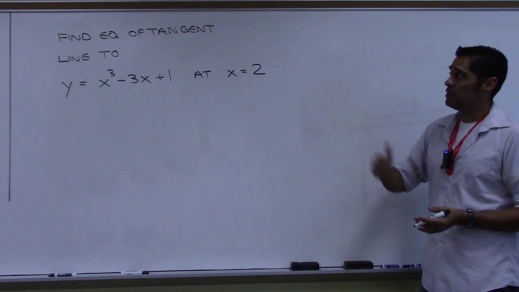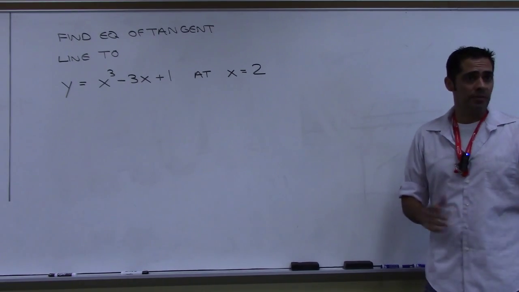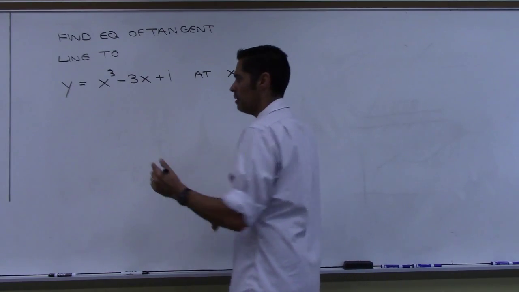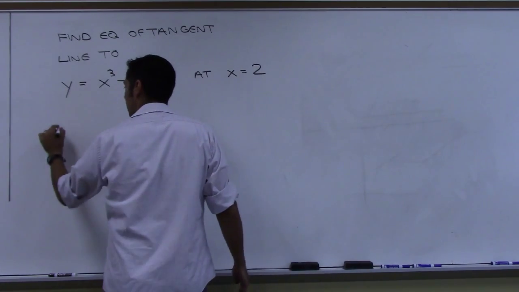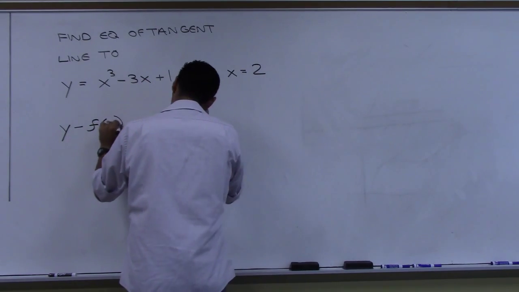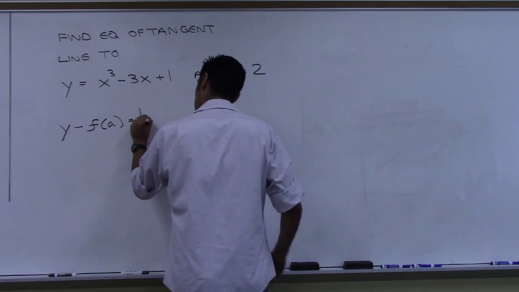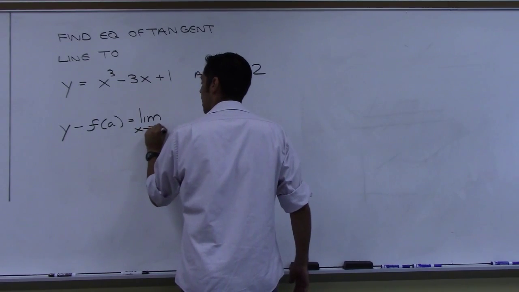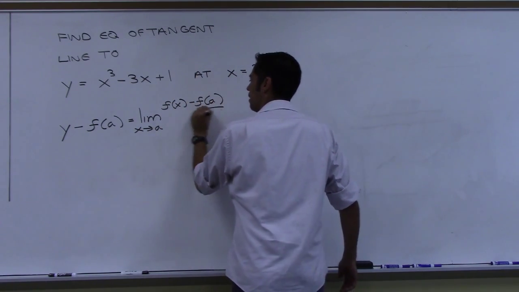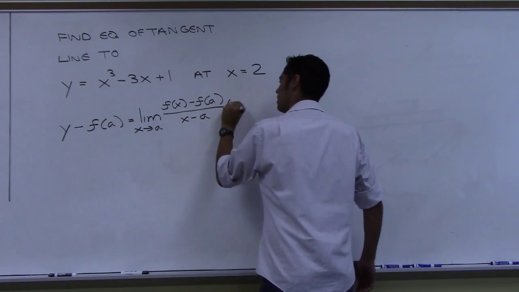So if we need the equation of the tangent line, we may as well make sure we have the formula written down, and that way we know everything that we're going to need for it. So the formula that I just gave you was y minus f of a equals the limit as x approaches a of f of x minus f of a over x minus a, times x minus a.